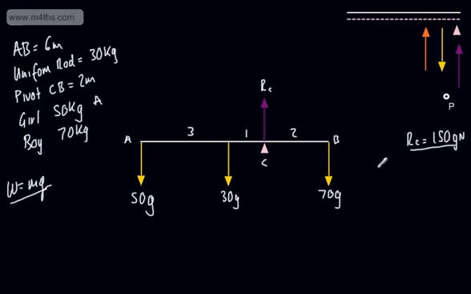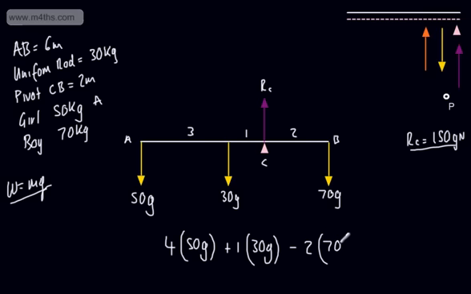Okay, let's consider what's going to happen. Let's think now about these anti-clockwise moments. So this distance right now is going to be 4. So we've got 4 lots of 50G. Then we've got plus 1 lot of 30G. Now, we're going to subtract away. Remember, this is going to be the clockwise moment, and the clockwise moment is negative. So 2 lots of 70G.